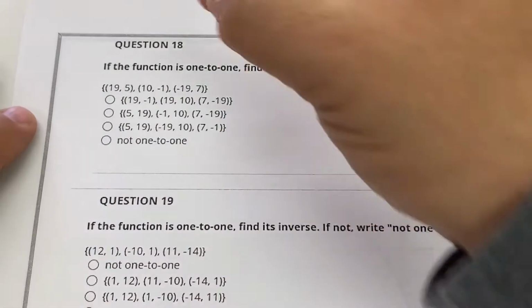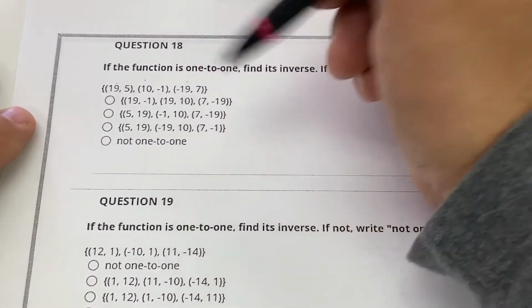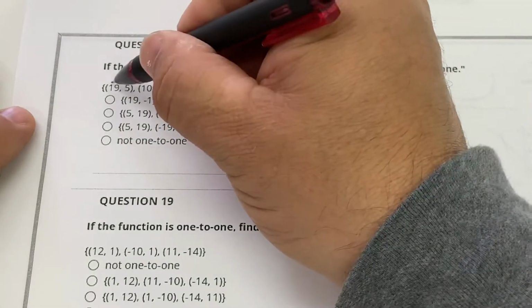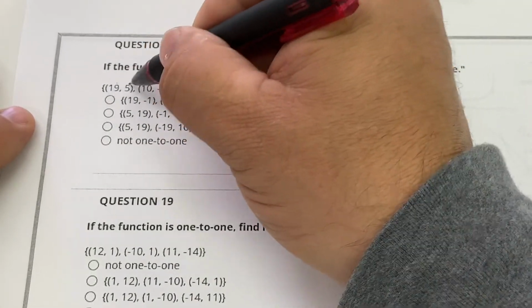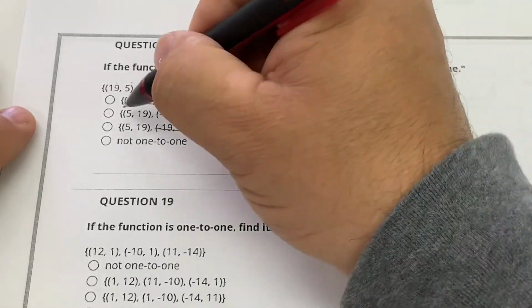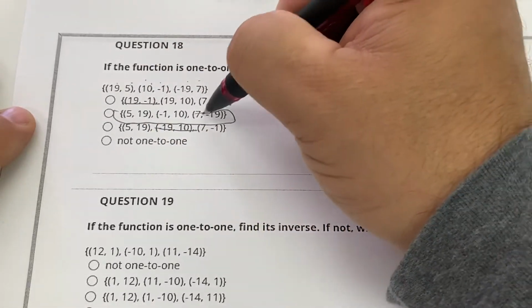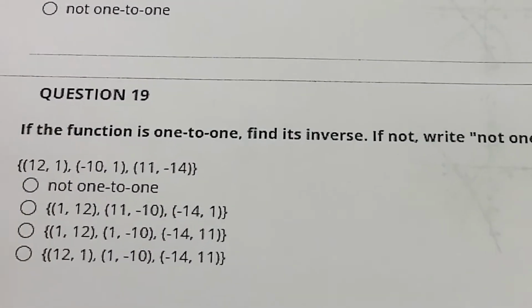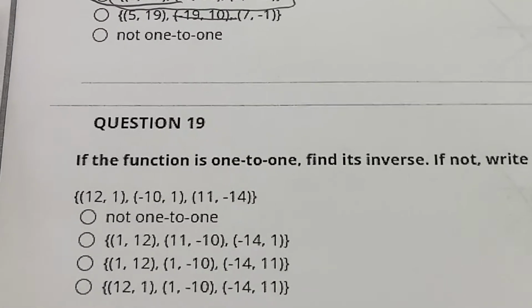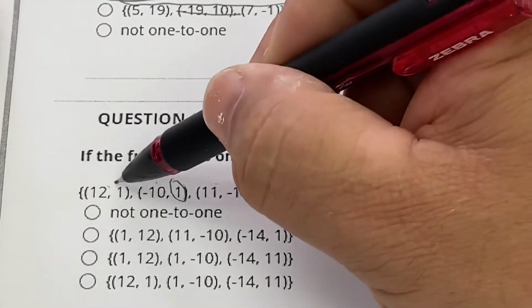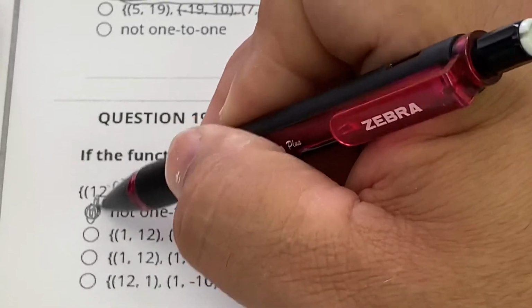If it's 1 to 1, so for 1 to 1, the x's can't repeat, they don't. And the y's don't repeat, they don't. So then you have to find its inverse. So all you do is flip-flop the 19 and 5. So it's going to be 5, 19. It's going to be negative 1, 10. And then it's going to be 7, negative 19. So it's choice B. Got to see if it's 1 to 1 first. Do the x's repeat? No. Do the y's repeat? The y's repeat. So that means it's not 1 to 1.